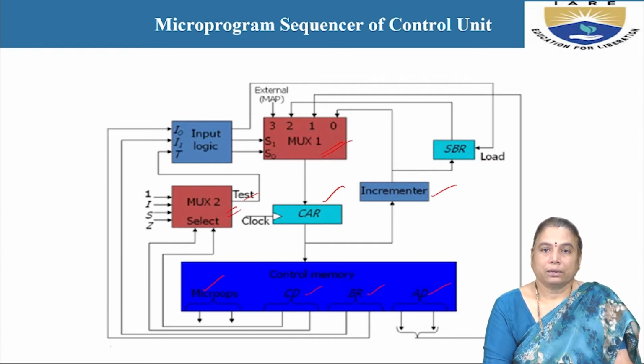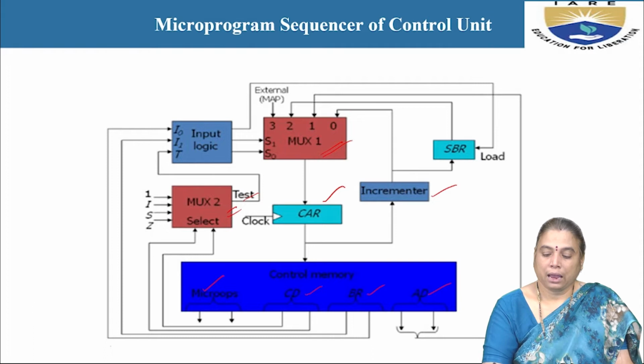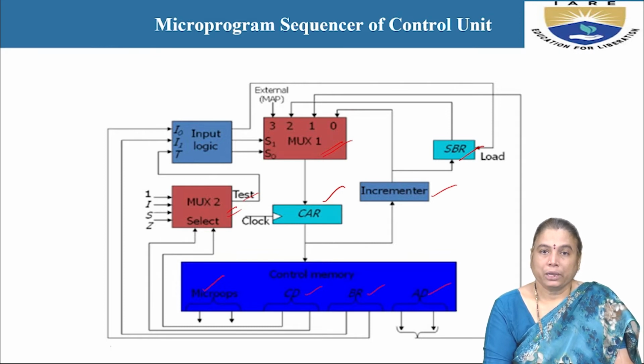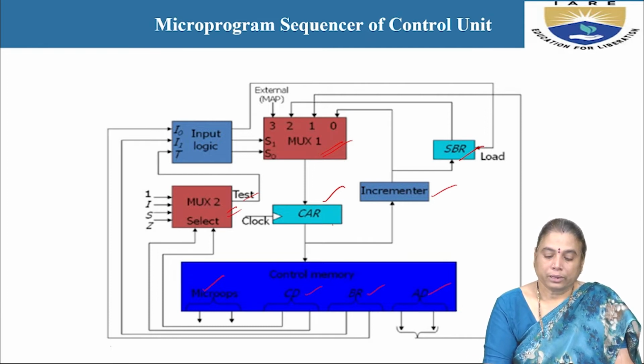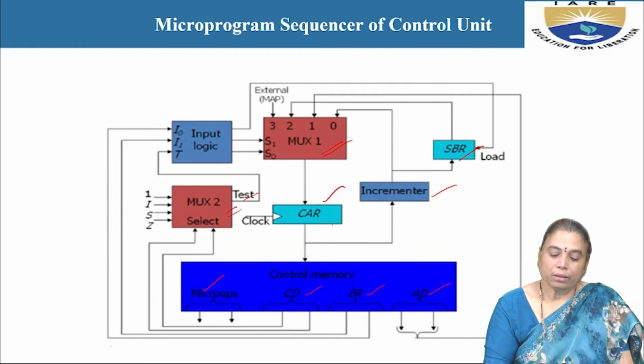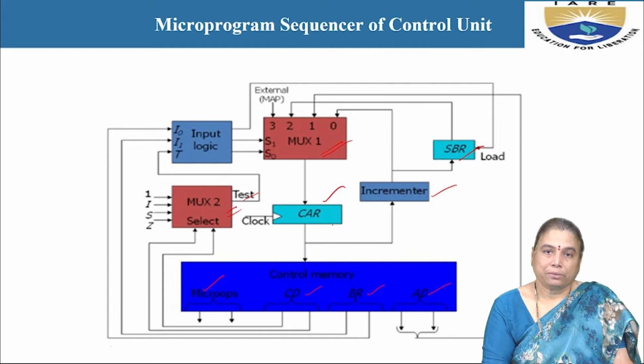The next step is the subroutine call. The subroutine call can be facilitated with the help of the SBR, the subroutine register. The return address of the program subroutine can be stored in the subroutine register. So in this way, the microprogram sequencer can perform 4 steps. One is the incrementing of the CAR value. The second one is branching. The third one is address mapping. The fourth one is the subroutine call.